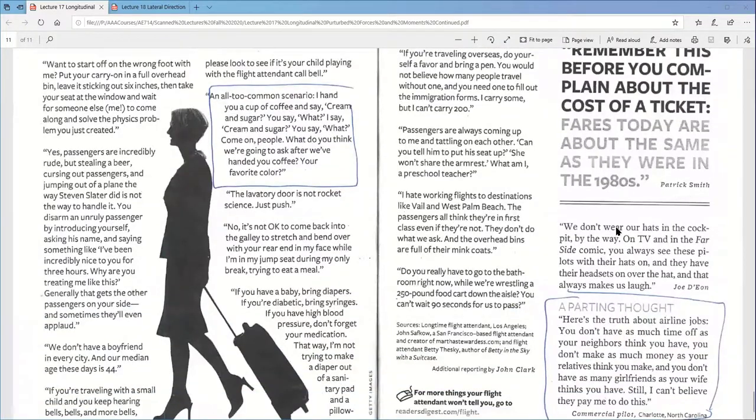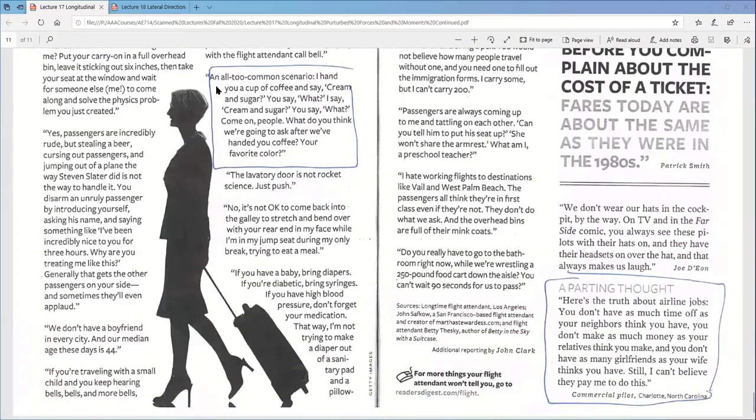And a few things that the flight attendant will say. All too common scenario: I hand you a cup of coffee and say cream and sugar, and you say what? I say cream and sugar, you say what? Come on, people, what do you think we're going to ask after we hand you coffee? Your favorite color?